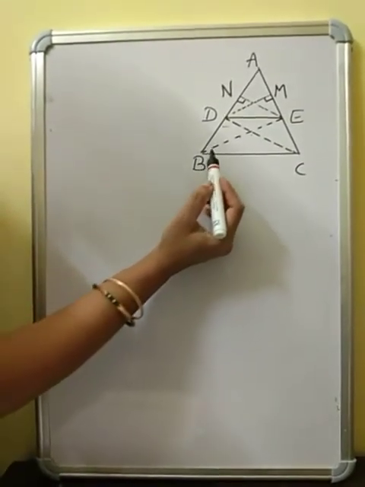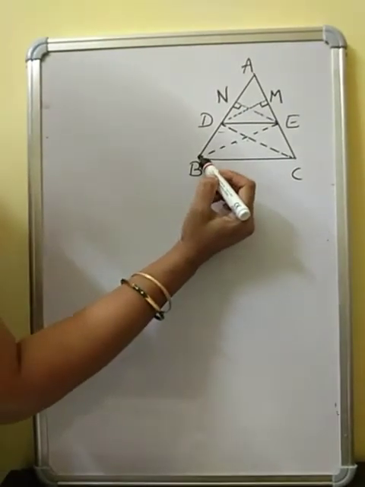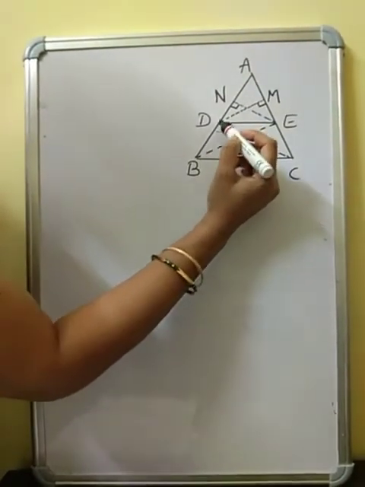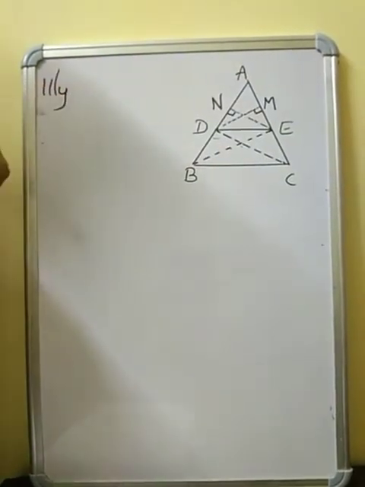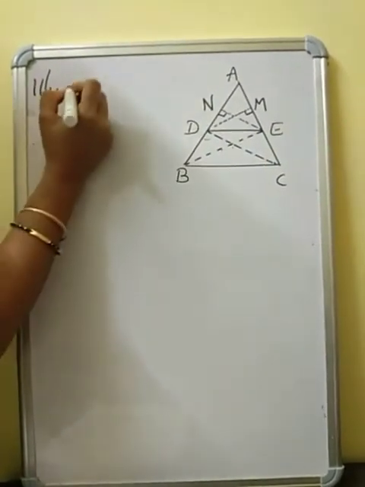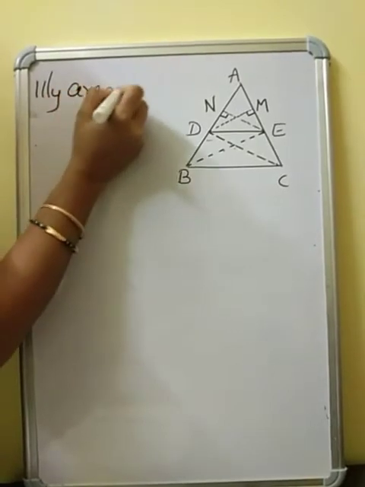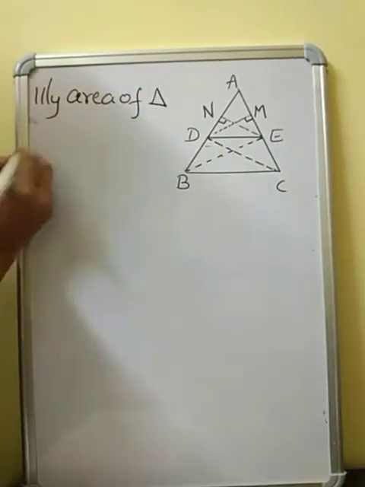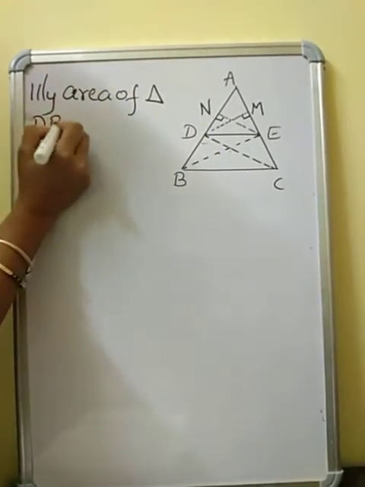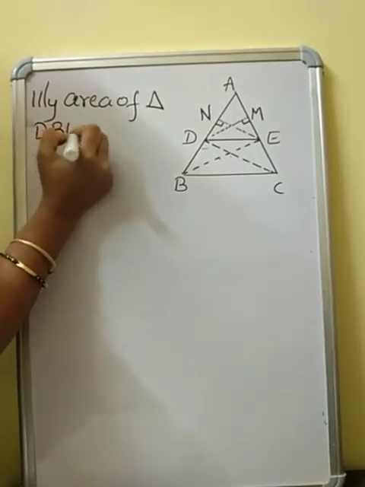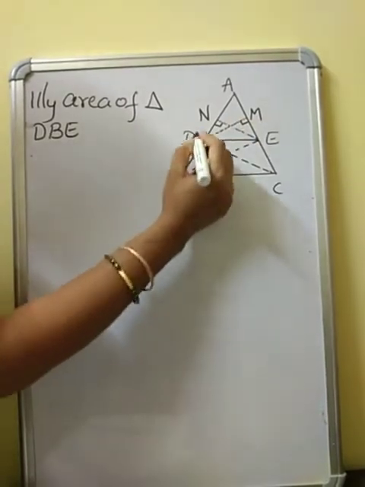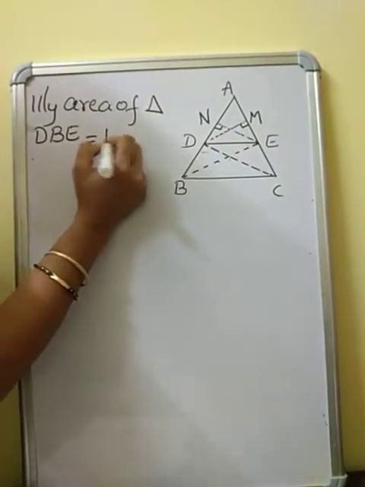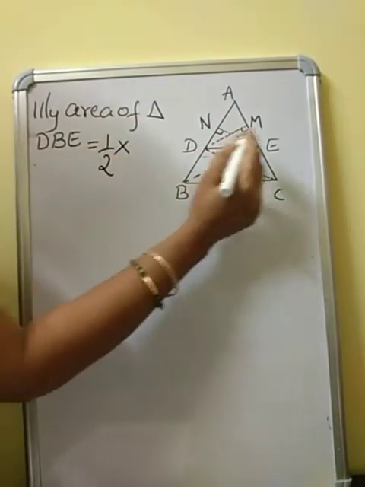Now similarly I am going to say, now area of triangle BDE. So I am going to write similarly. Do you remember this symbol? Similarly, area of triangle DBE or BDE is equal to half into base into height.